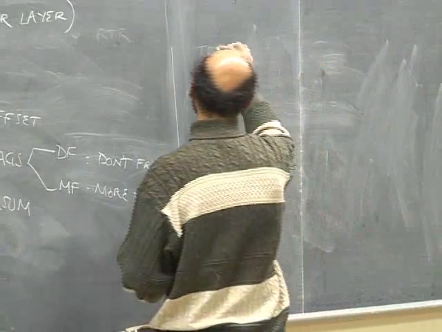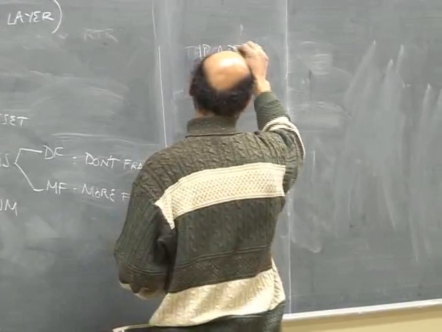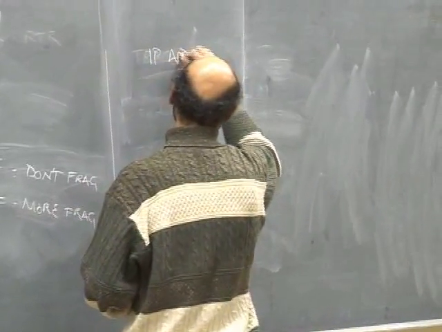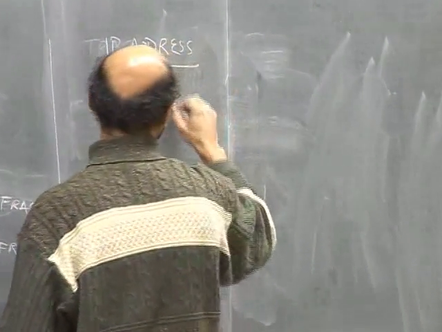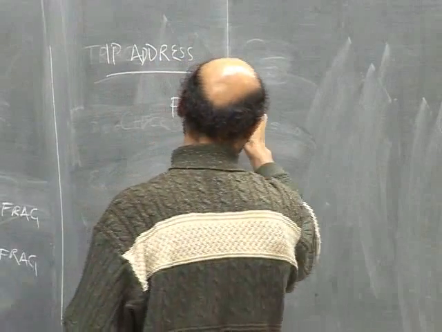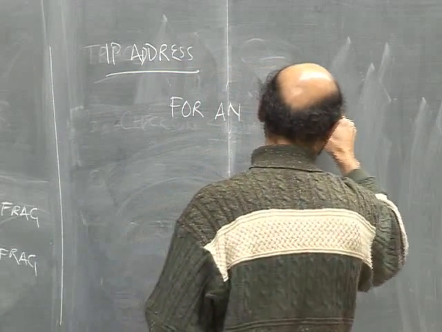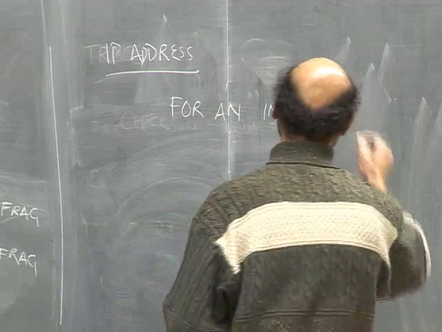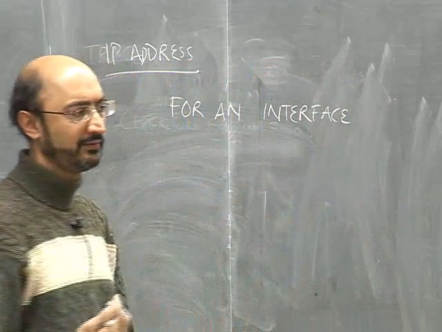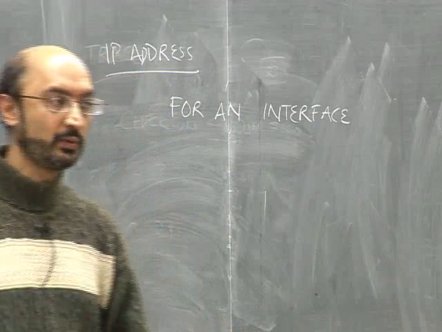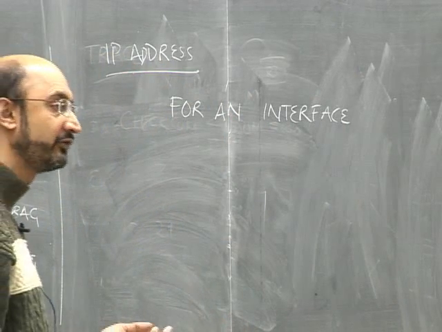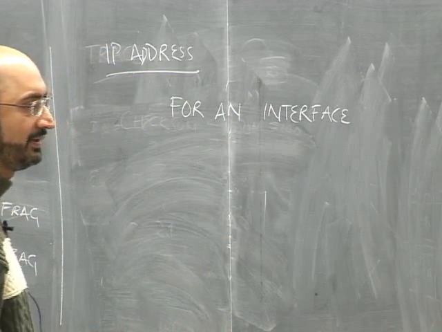The first thing we need to understand is that the IP address, even though we talk about it loosely, is for an interface, not a host. So if you have two interfaces, you'll have two IP addresses. Many of you have laptops which have a wired interface and a wireless interface, in which case you'll have two IP addresses, one corresponding to each interface.